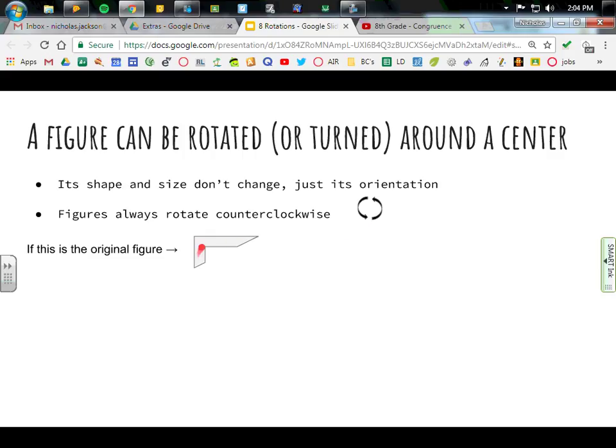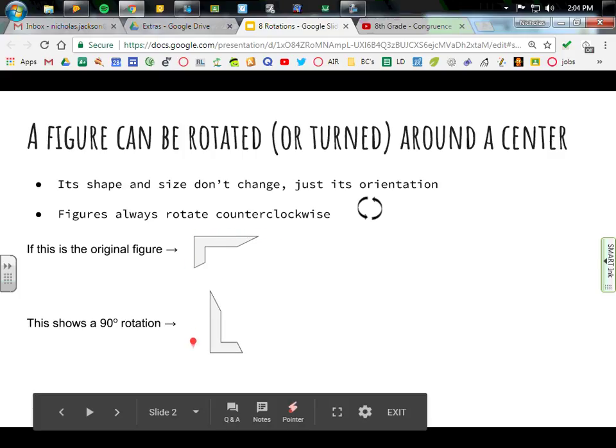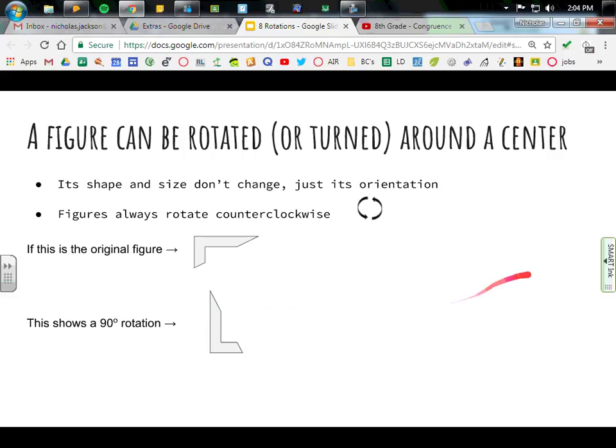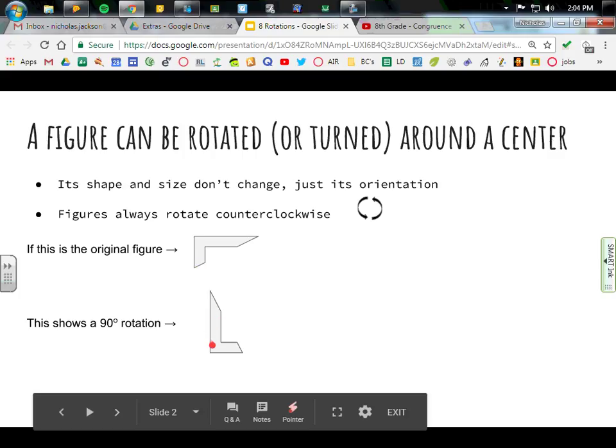So if this figure right here is our original, which is a nice weird looking shape, this shows a 90-degree rotation, because what we did is this thing spun counterclockwise about 90 degrees. So let's say this is the center point where I'm holding the red dot. That's the center point. So every point on the figure rotated about a quarter of a circle until it stopped here. Okay? So that's a 90-degree rotation.